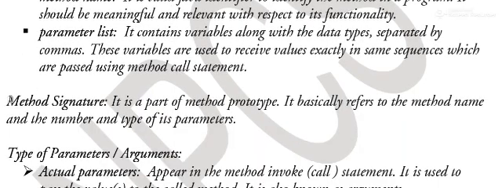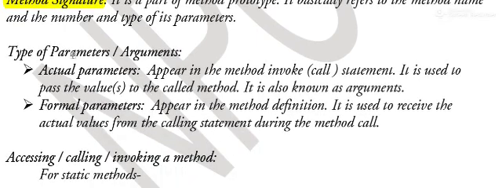Method signature. Method signature is a part of the method prototype. It basically refers to the method name and the number and the type of its parameters. There are two types of parameters, actual parameter and formal parameter. The parameters that appear in the method call statement and are used to pass the value are called actual parameters, and the parameters that appear in the method definition and are used to receive the actual values are called formal parameters.